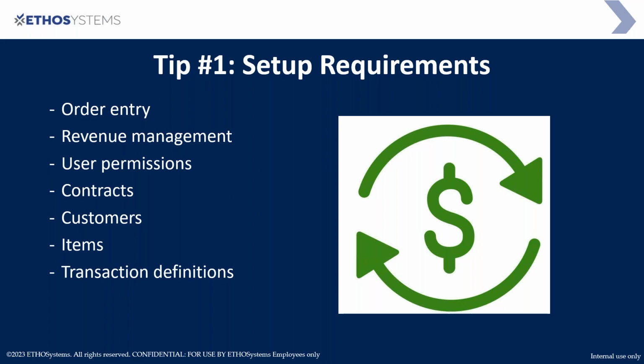The last piece that puts it all together is a queue, or what we call a transaction definition in order entry. It's really just a queue or a bucket where all these invoices are held. Then they're pushed from this transaction queue into accounts receivable, and that's how we're able to receive payment from the customer once we're done billing.